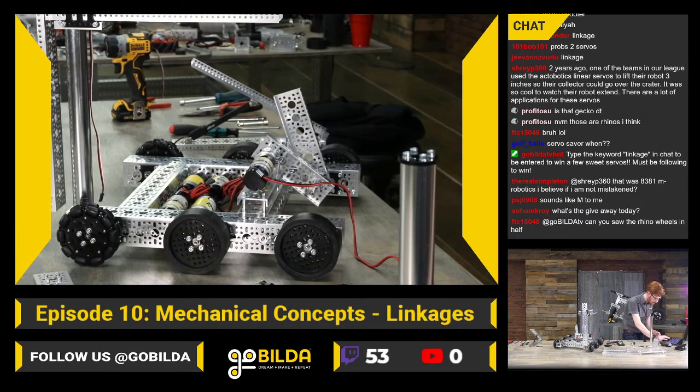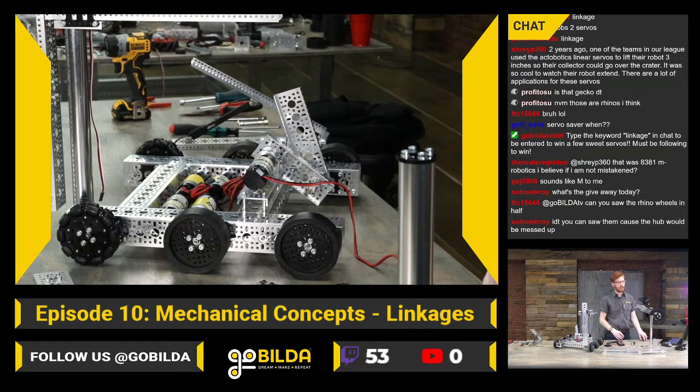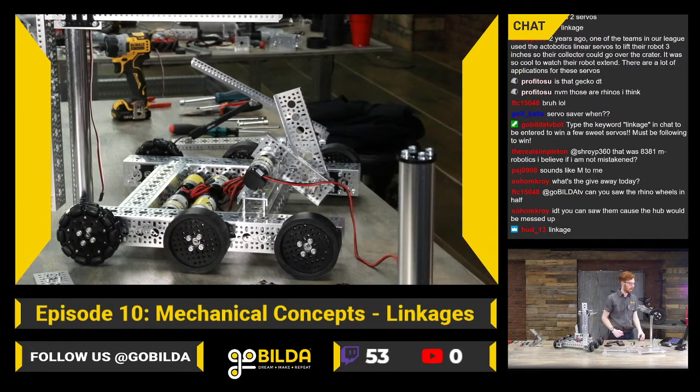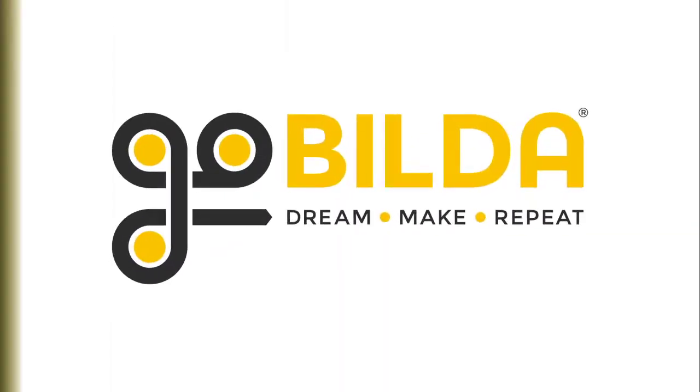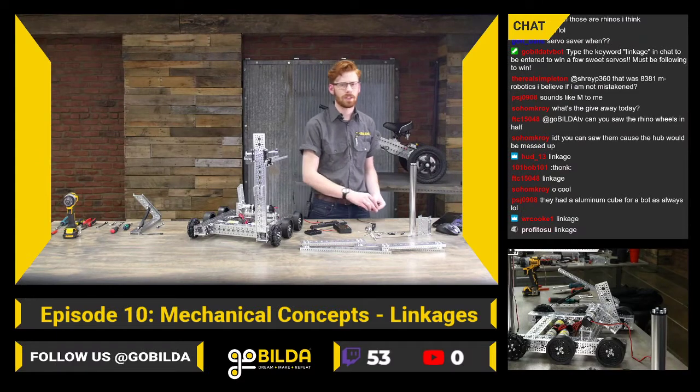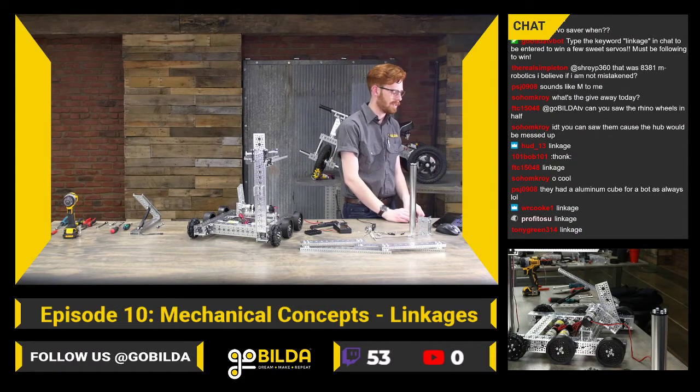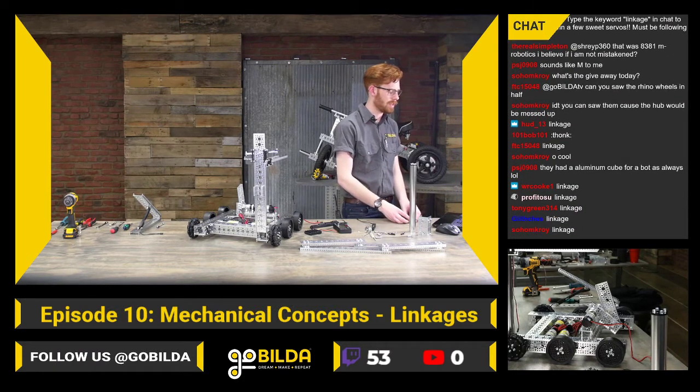FTC 15048, can you saw rhino wheels in half? You should be able to. I don't think there's anything wrong with that. I don't think you can saw them because the hub would be messed up. That's possible, I would say. I can't say for sure, of course, but I would.